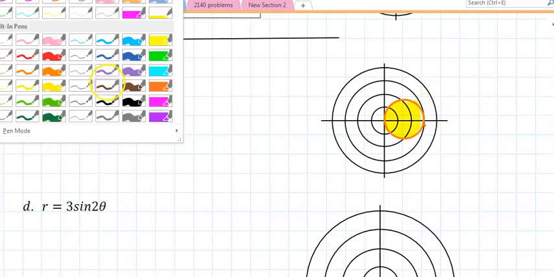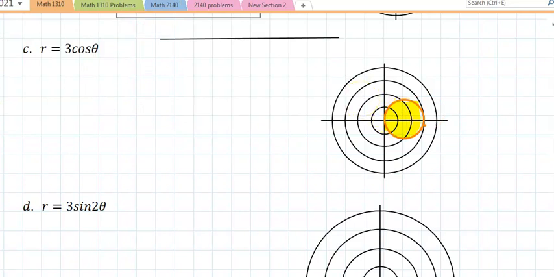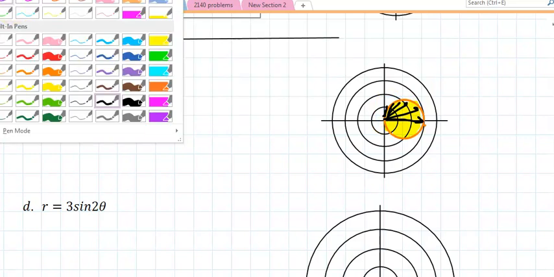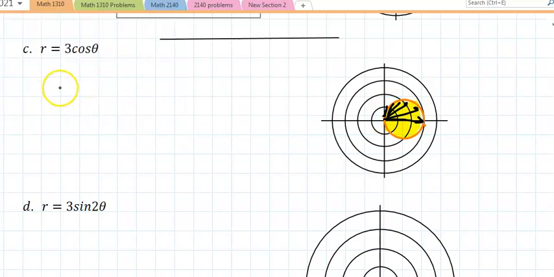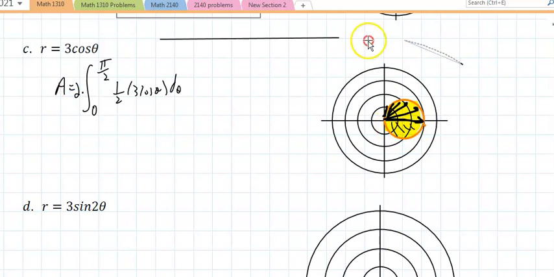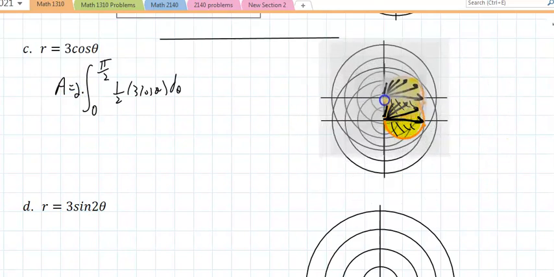So let me show you how this works. If I draw my arrow, I notice the arrow is running from the origin to this circle. So area equals the integral. If I run from 0 to pi over 2 of 1/2 3 the cosine of theta d theta, that gives me half of the area. And if I multiply that by 2, that gives me the bottom half. And that's how we're going to do most of these problems.